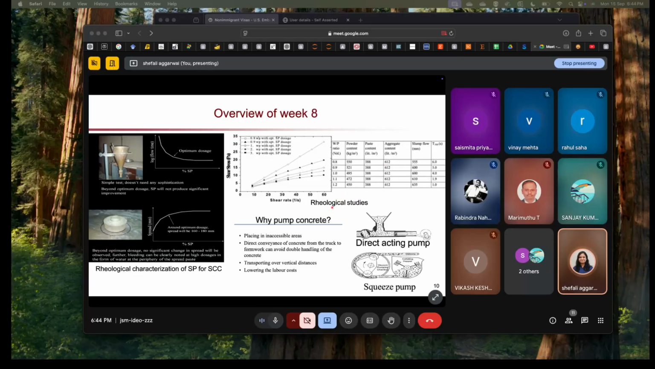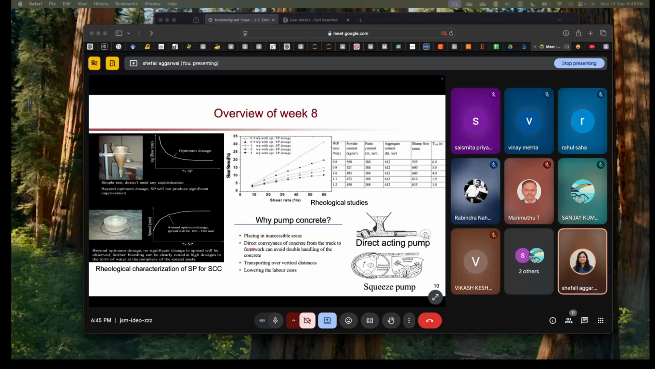The last topic of week 8 was pumping of concrete. Why do we need to pump concrete? Because in inaccessible areas where we can't reach properly, we need to pump it. Like if we have to fill a column fully in one attempt, we cannot do pumping or needle vibrator in every step. So in that case we need a pumpable concrete which can easily be pumped over a long distance.